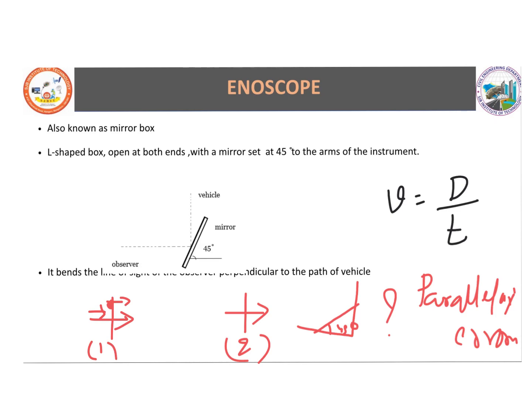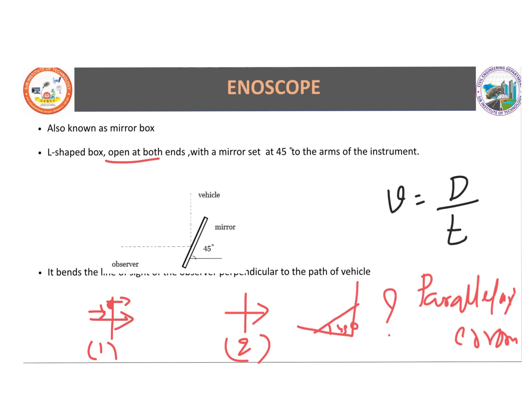Now how does it function? What is an inoscope? It is an L-shaped box which is open at both ends, into which a mirror is set at an angle of 45 degrees. How does it work? When the inoscope is used, it bends the line of sight of the observer to be perpendicular to the path of the vehicle.